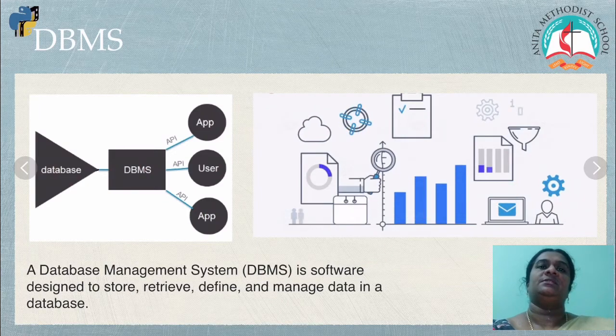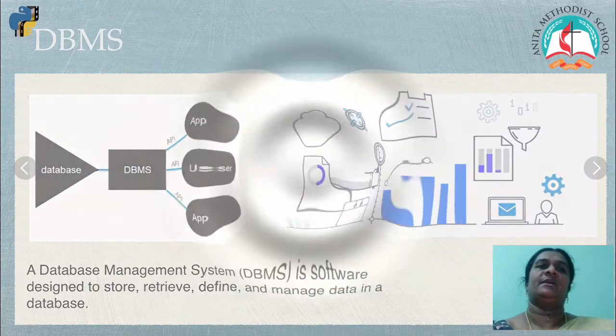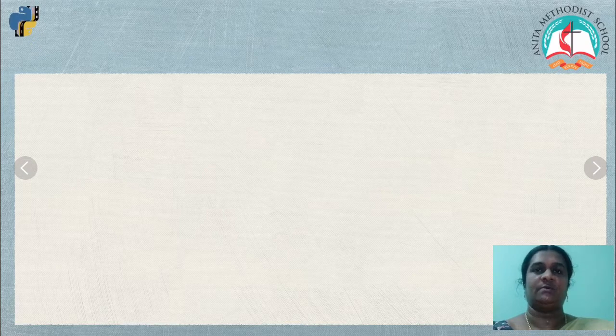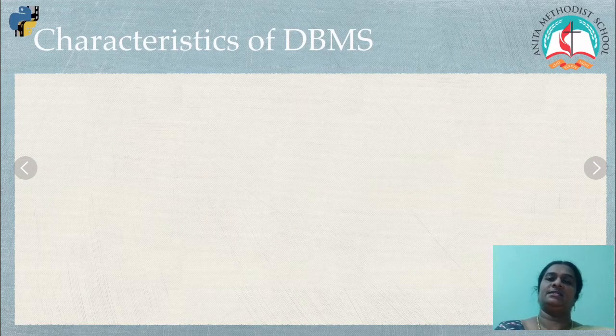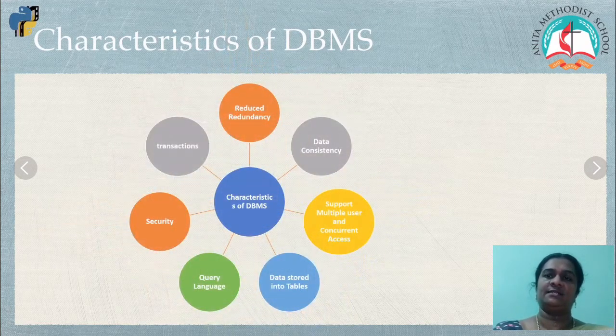Okay. So next to DBMS, what's the next topic we are going to see? Yes, the next topic is characteristics of DBMS. So what are the characteristics of DBMS? The first one is reduced redundancy. What is reduced redundancy, children? What is redundancy? You will have less number of faults, not more. What is consistency? The data will be of constant type.